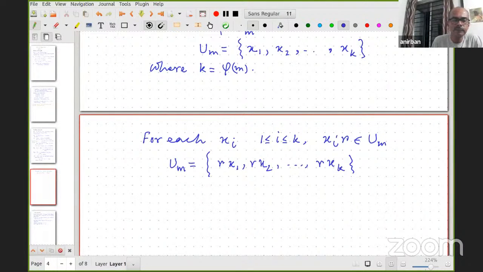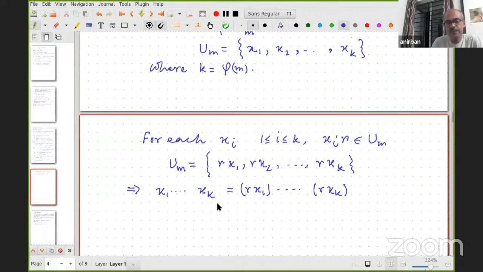So therefore, if you multiply all the elements together, x1 into till xk, if you just take the product of all of them, that should be same, because you are taking the product of the elements of the same set. So the left hand side denotes the product when you write the set like this, and the right hand side denotes the product of all the elements when you write them like this. So these are just a rearrangement, just a permutation of these k elements. So these two sides are same.